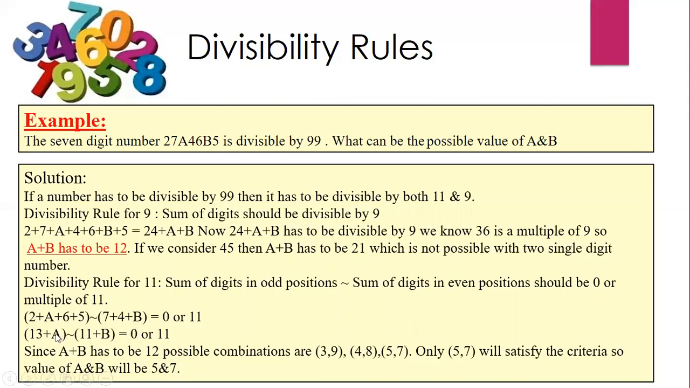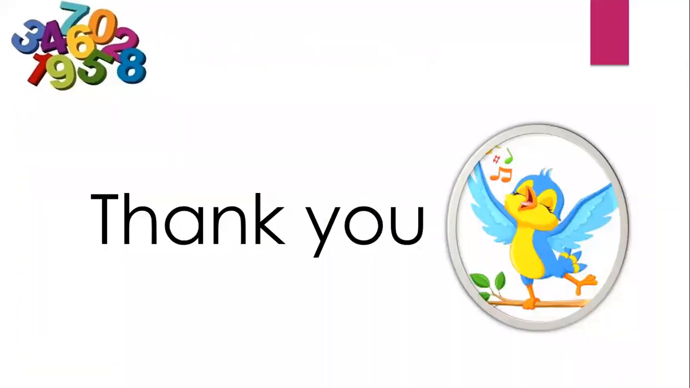So when we substitute 5 and 7, 13 plus 5 is 18. 11 plus 7 is also 18. 18 minus 18 is equal to 0. So now since it is 0, I can say that the whole number will be divisible by 11. So when I apply 5 and 7, 5 plus 7 is equal to 12. It is divisible by 9 as well as 11. So now I can assure that the A and B values are 5 and 7. Then the whole number will be divisible by 99. Thank you.